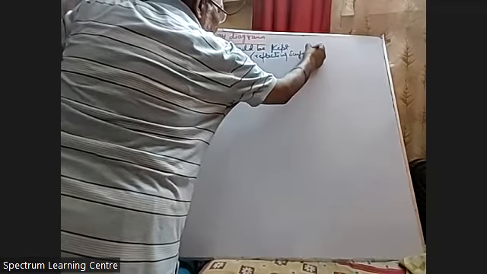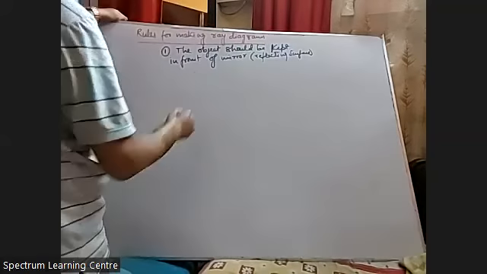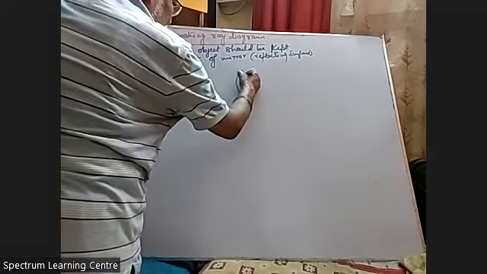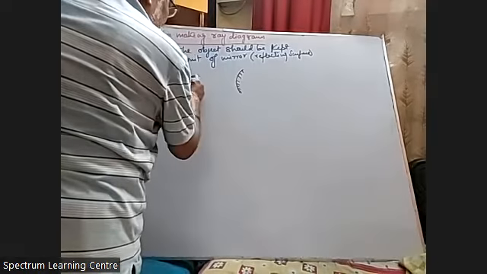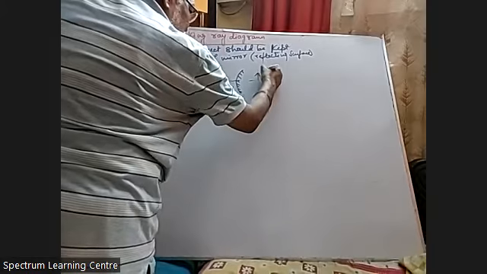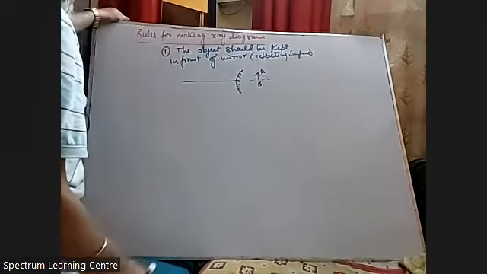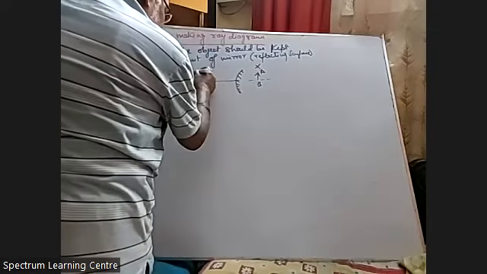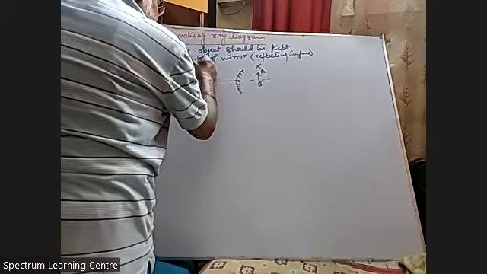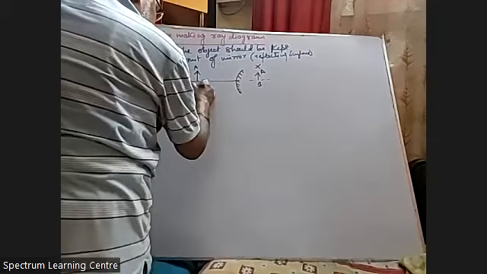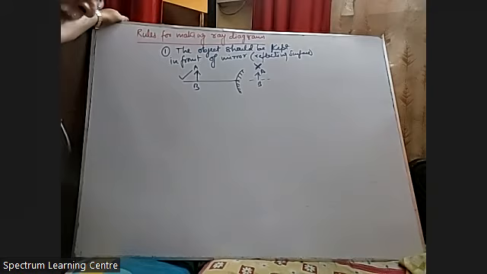The object should be kept in front of the mirror. Suppose this is a convex mirror, sorry. Can we keep the object here? Suppose this is the object AB. What will happen? This is a silver surface, no? So what is correct? The object should be kept in front of the reflecting surface. This is right, and this is the wrong way of putting the object.